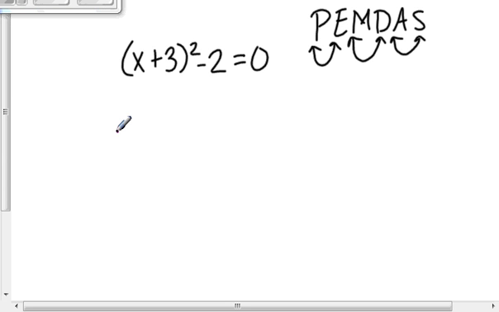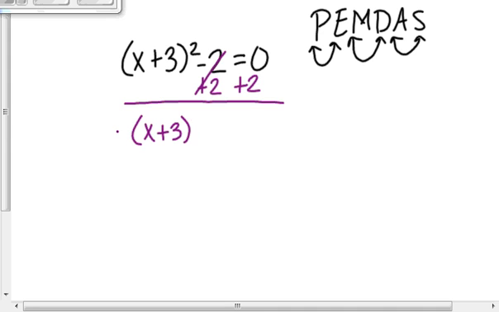So the first thing that's happening is we're subtracting a 2. We can't do our parentheses yet because that's last, so we start adding and subtracting. The opposite of subtracting 2 is adding 2 to both sides. So we are left with x plus 3 squared on the left side equals 2.